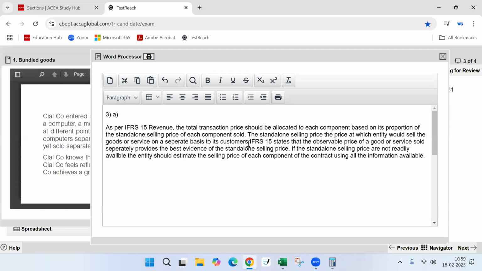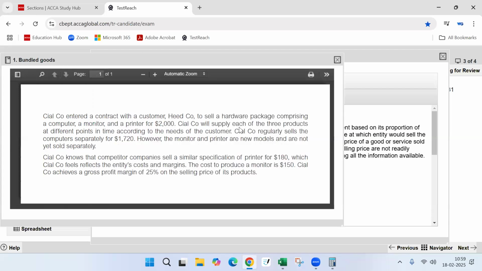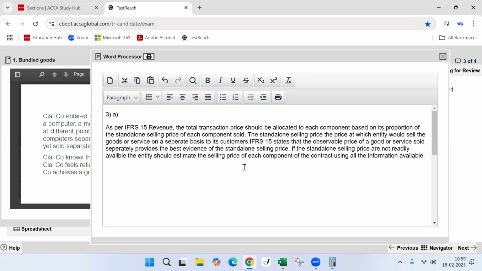Right? Now, you look at this. CL entered the contract. CL regularly sells computers separately. However, the monitor and new models are not sold separately. We can use this in our scenario. Okay. So I'm going to copy this and paste it over here. So CL company sells the computer separately for 1070. However, the monitor and printers are new models and are not yet sold separately.